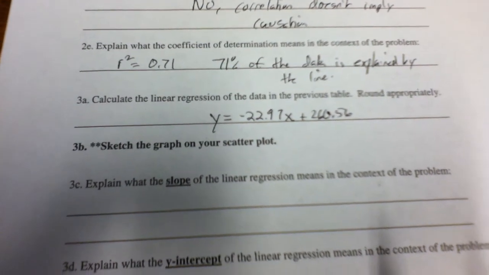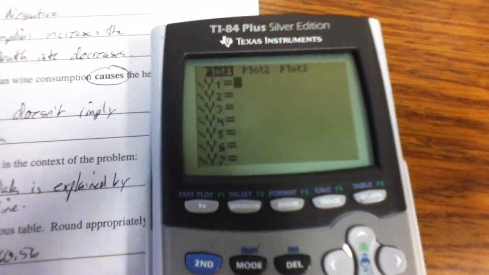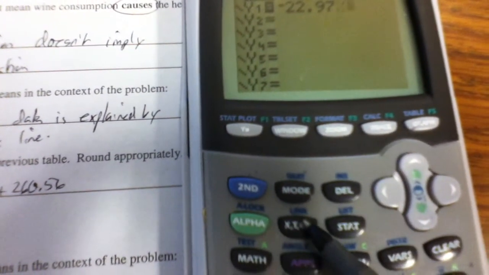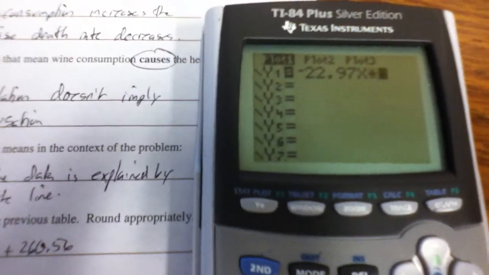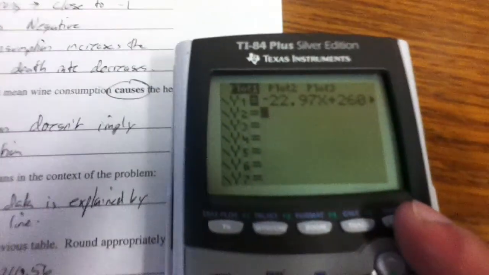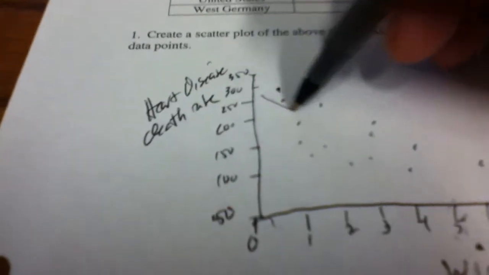Question 3b, sketch the graph on your scatter plot. I go over to my calculator, I press y equals, and I enter my linear regression. Make sure you push the negative button: negative 22.97, x is located right here, x plus 260.56, enter, then press graph, and you should get the line that goes right through the data. So I go to my graph, my scatter plot, and I draw my line.